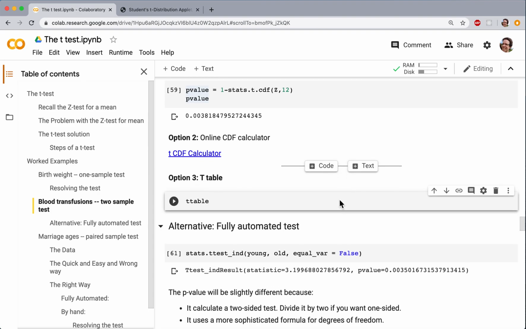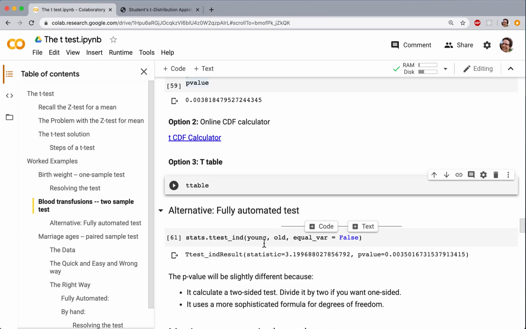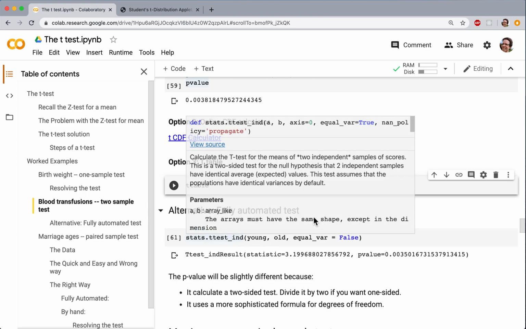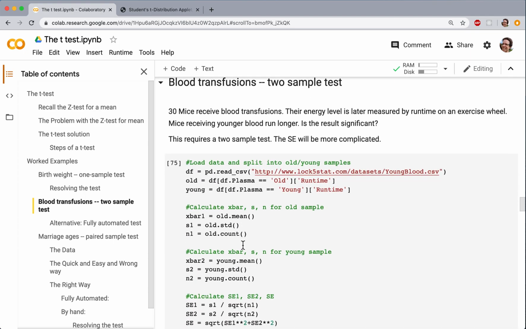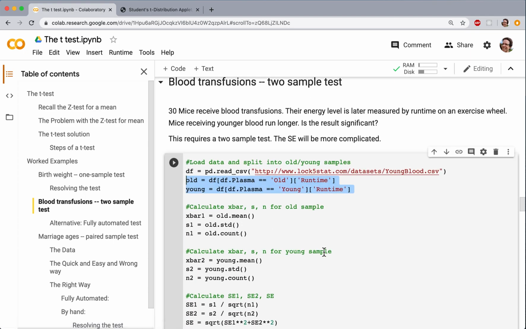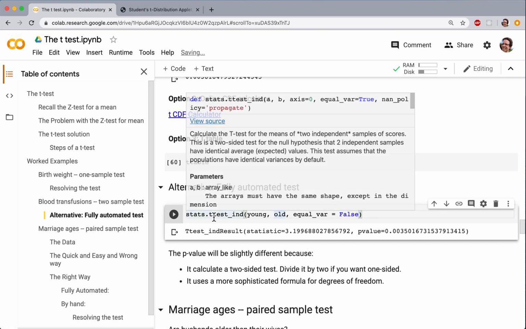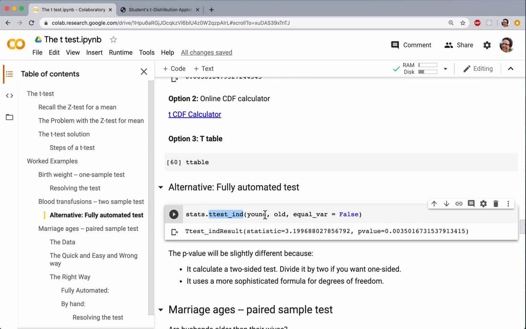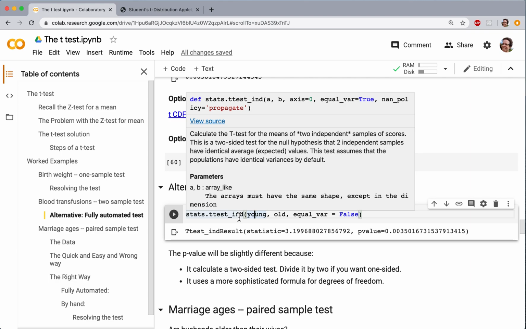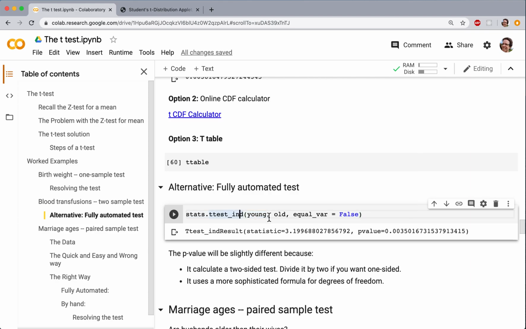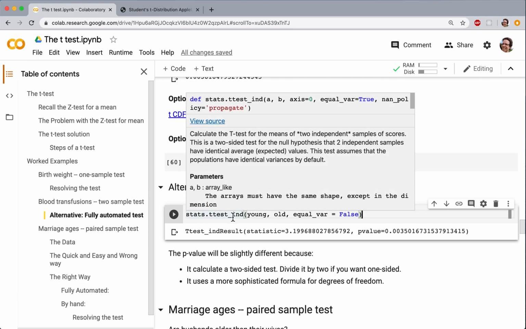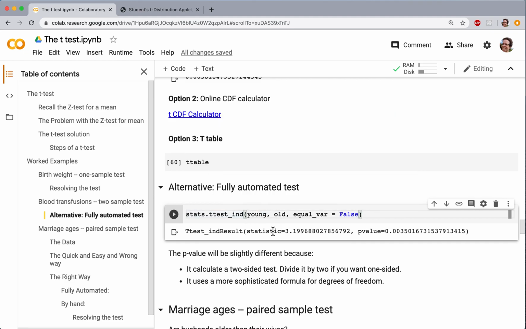So again, I want to illustrate how we would do this as a fully automated test after splitting the data frame into young and old. Remember, I split it into old and young up here. Then I would just take those particular data series and perform what we call a t-test for independent samples. So this is not the same t-test. This is now a two-sample t-test. We did one sample before. This is a t-test for a two-sample situation, comparing the young sample to the old.